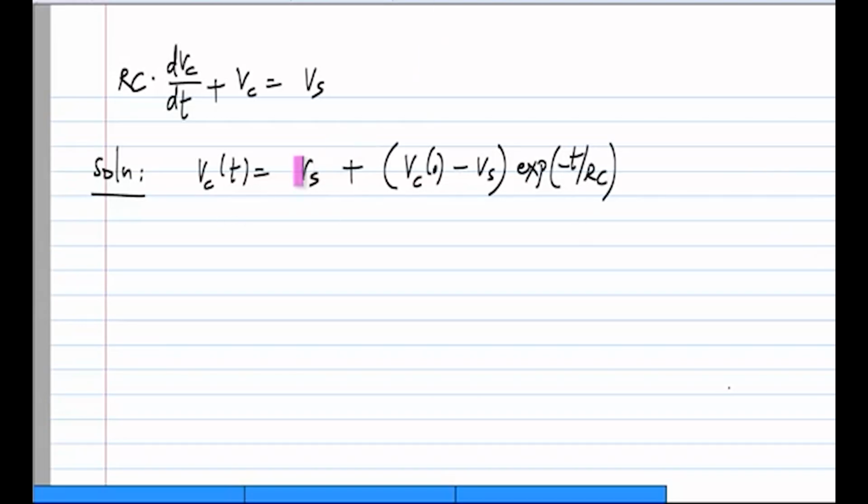Okay, this is written in the form of the forced response plus the natural response. Now it looks like this Vs is specific to this one, but if you think about it for a moment, you will realize that whatever appears here is nothing but the steady state solution.